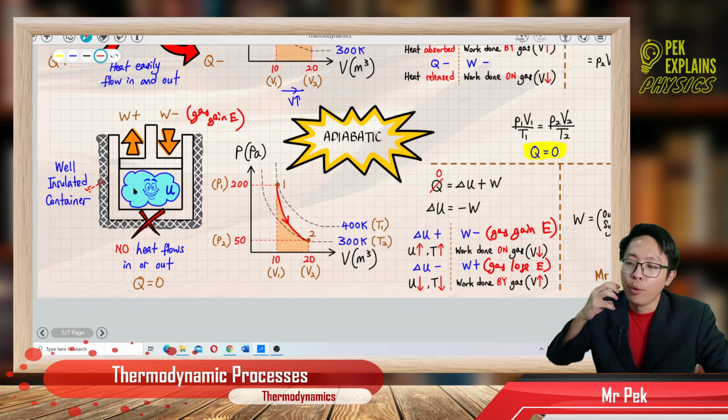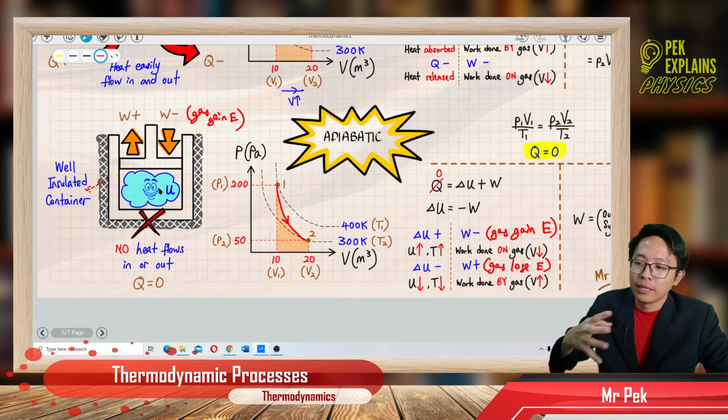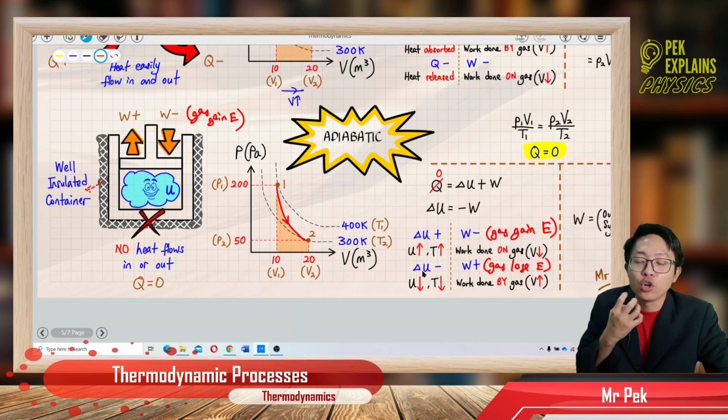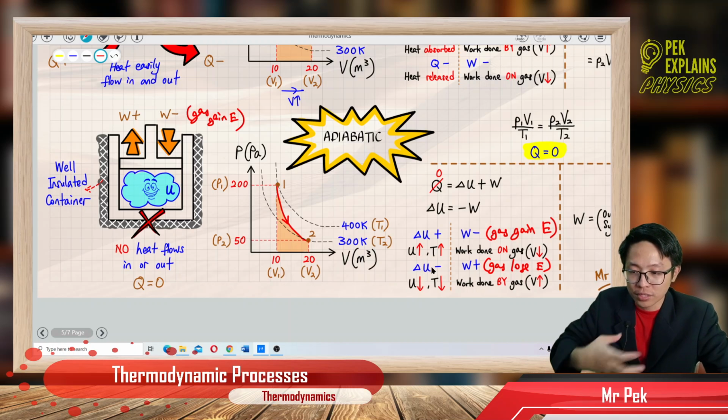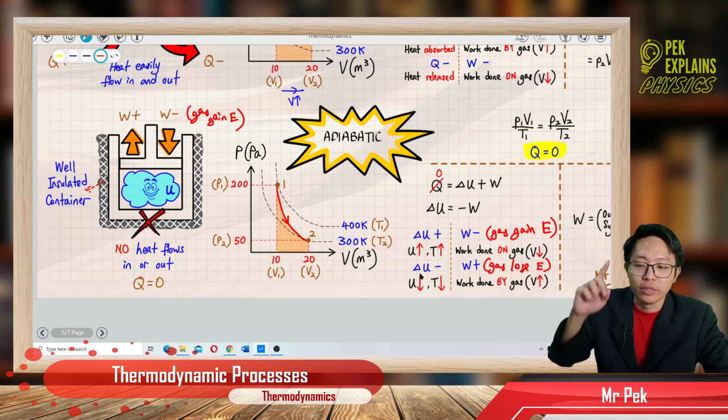When the gas pushes up the piston, the gas uses its own internal energy to do the work. It uses up its own internal energy, so it will lose internal energy. That's why internal energy will decrease. Delta U is negative. The temperature of the gas will decrease. The gas will become colder.